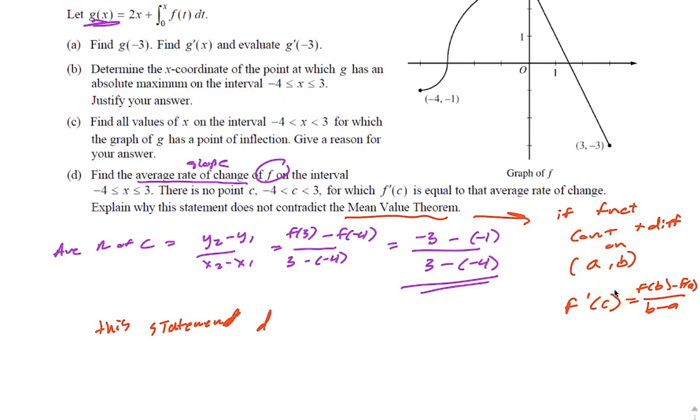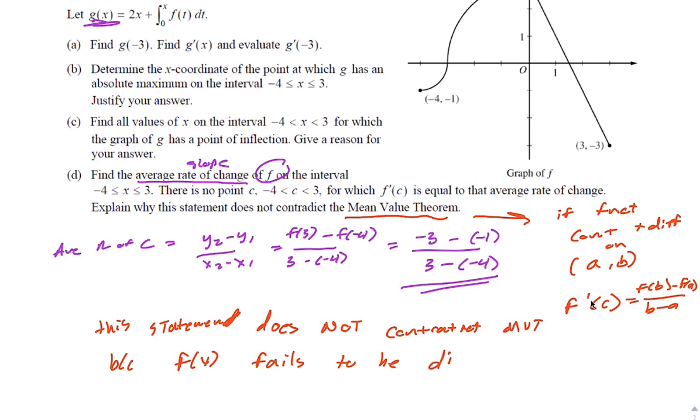Part 2 of this: does not contradict MVT because f of x fails to be differentiable at x equals -3 and x equals 0. Remember, you gotta give some reason. You can't just say it, you gotta explain why. So there's our explanation. So there's that problem.